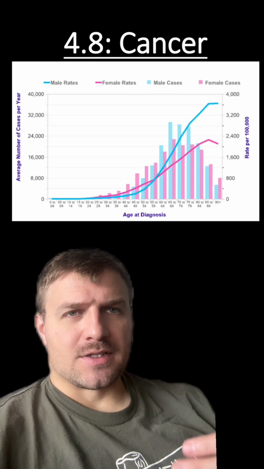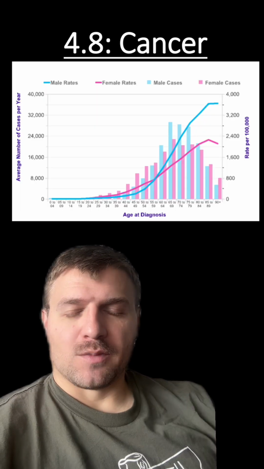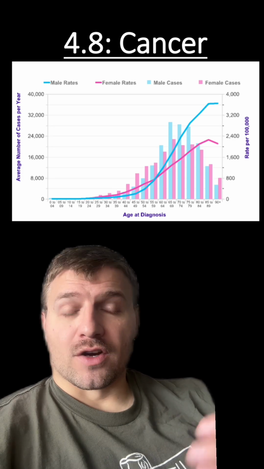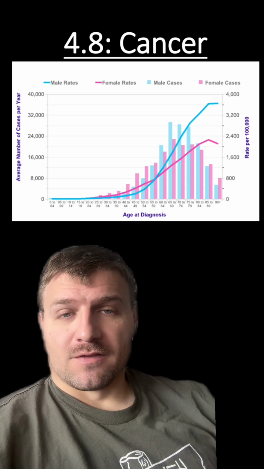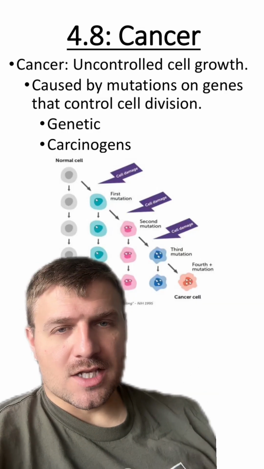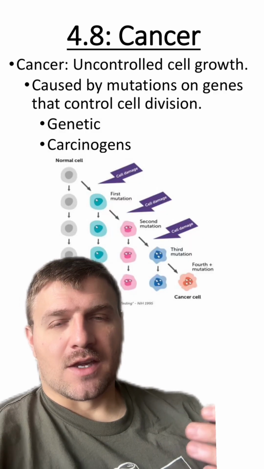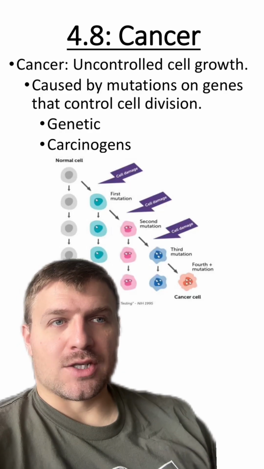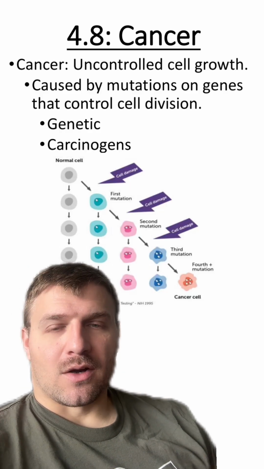Typically, what happens is a person will accumulate damage to their DNA, or mutations, and then over time, that person will develop cancer. Cancer, however, is uncontrolled cell growth, and it's caused by mutations on genes that control the cell division. Now, these mutations can be caused by genetic inheritance or by carcinogens.